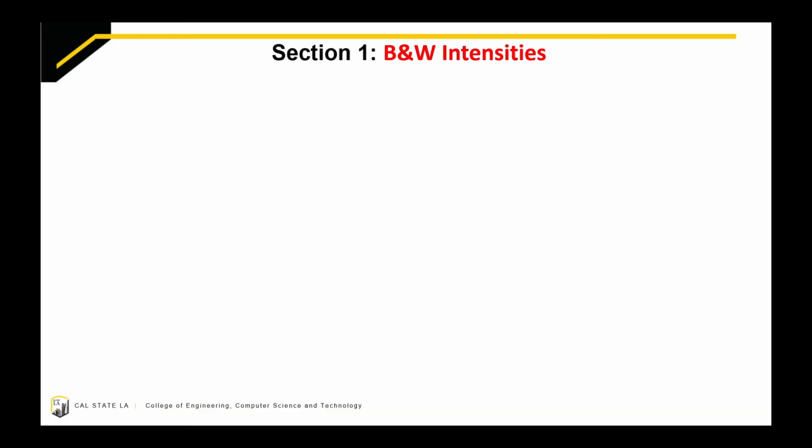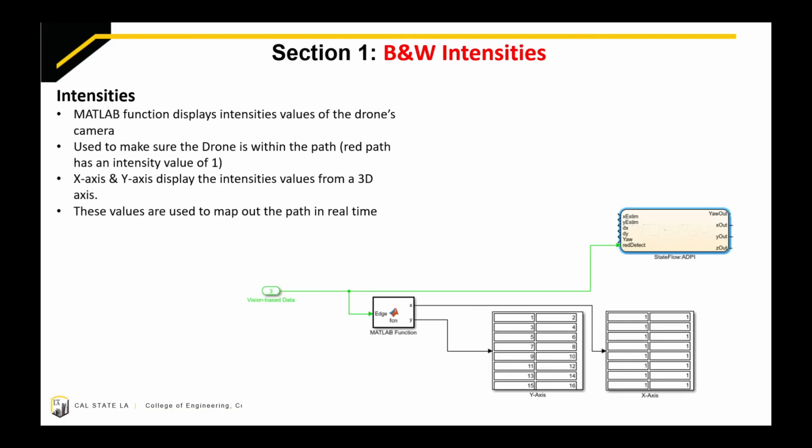Section 1, black and white intensities. The output vision-based data from the image processing system is used as an input, which is the intensity value for red. That information is fed to this MATLAB function, which displays the intensity values of the surface the drone is hovering from. It displays the x and y axis intensities values from a 3D axis. Since the path is red and red has an intensity of 1, it will help map out the path as the drone is moving. How?